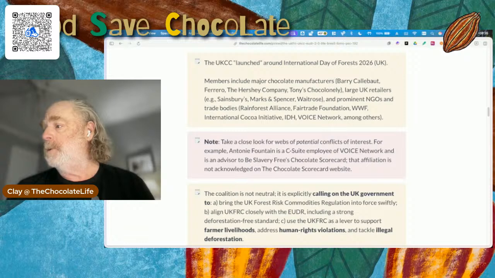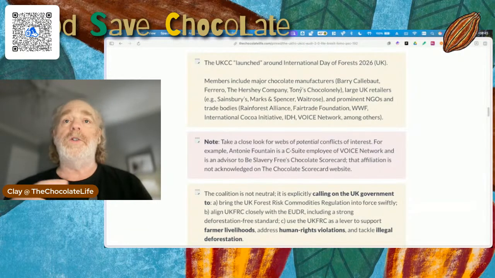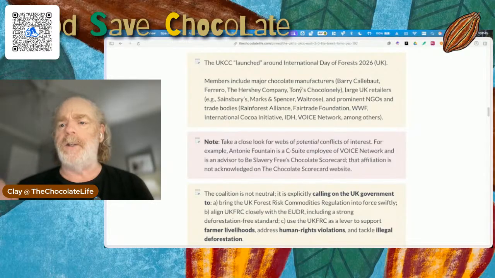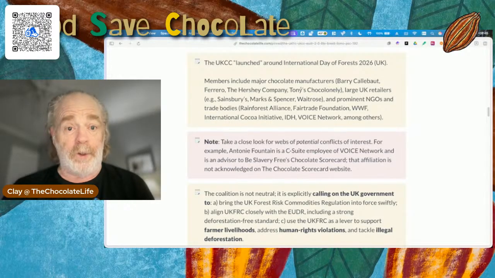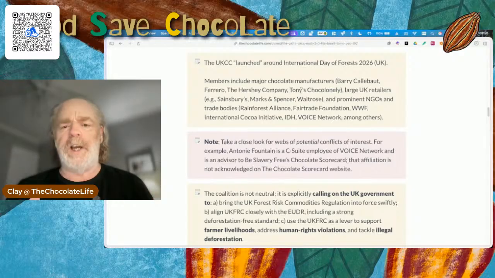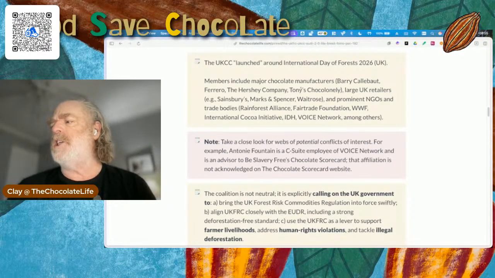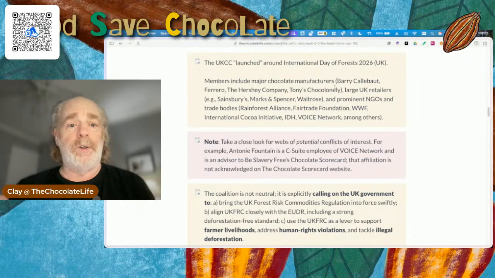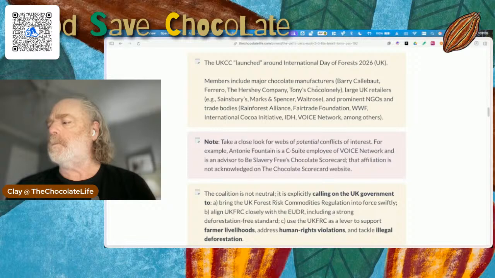None of them are headquartered in the UK, although my understanding is the UK is the world's third largest market for chocolate. The United States is number one, maybe all of the EU is number two. But we don't have any UK Cocoa Coalition members who are chocolate manufacturers headquartered in the UK. Members also include a couple of large UK retailers: Sainsbury's, Marks & Spencer, Waitrose.